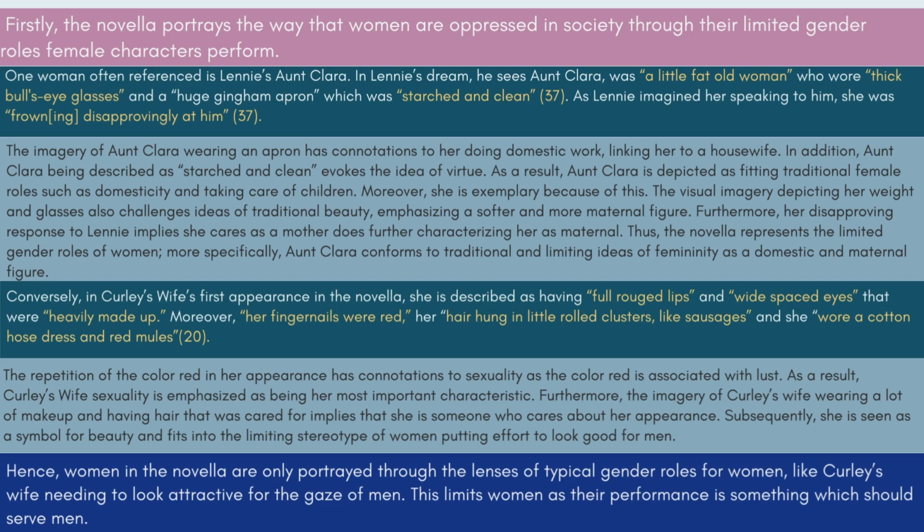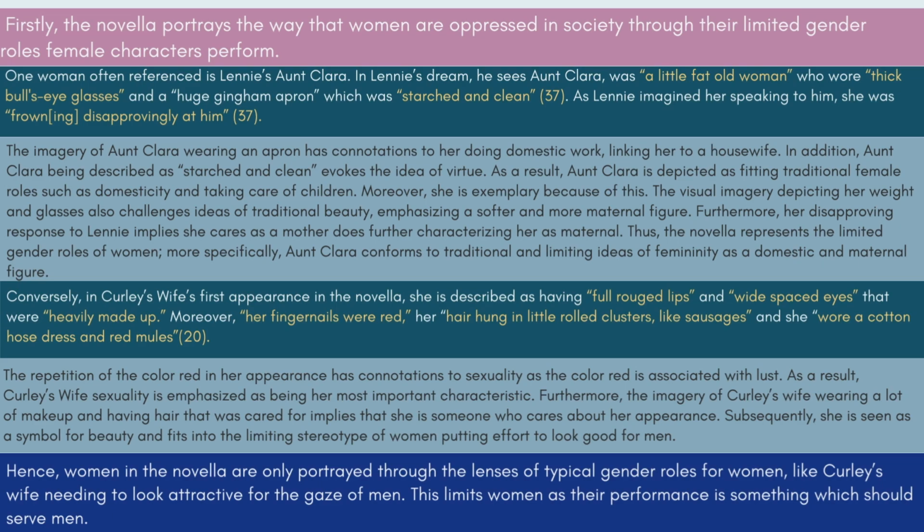And next, the evidence. One woman often referenced is Lenny's Aunt Clara. In Lenny's dream, he sees that Clara was a little fat old woman who wore thick bullseye glasses and a huge gingham apron, which was starched clean. As Lenny imagined her speaking to him, she was frowning at him disapprovingly.